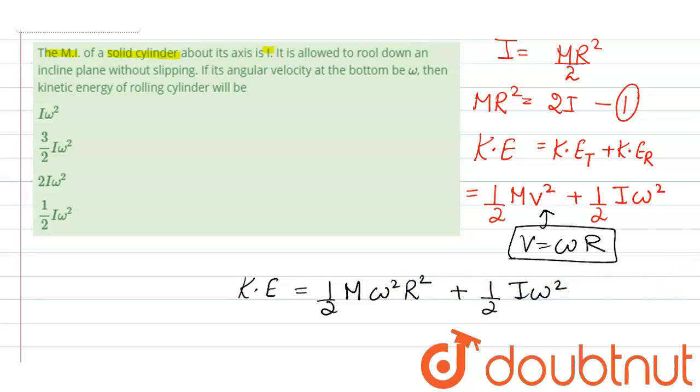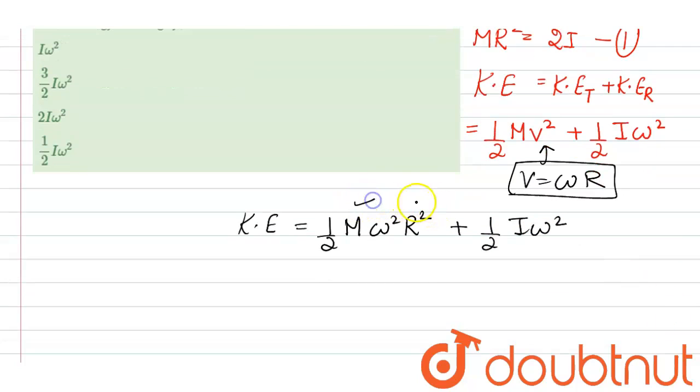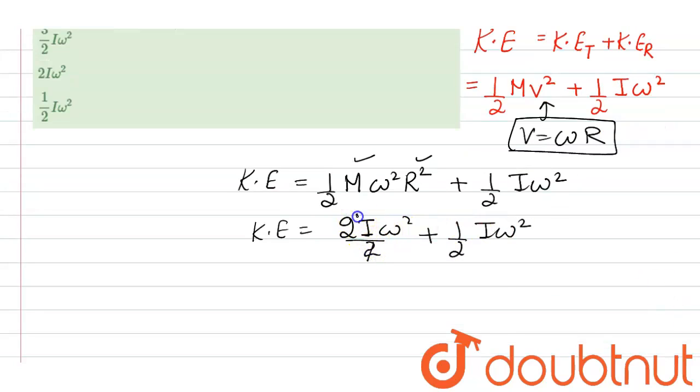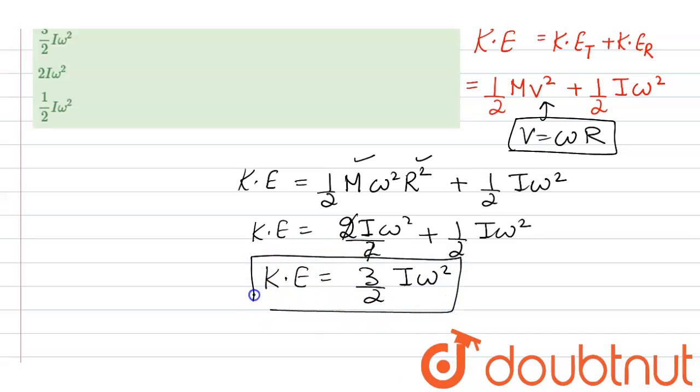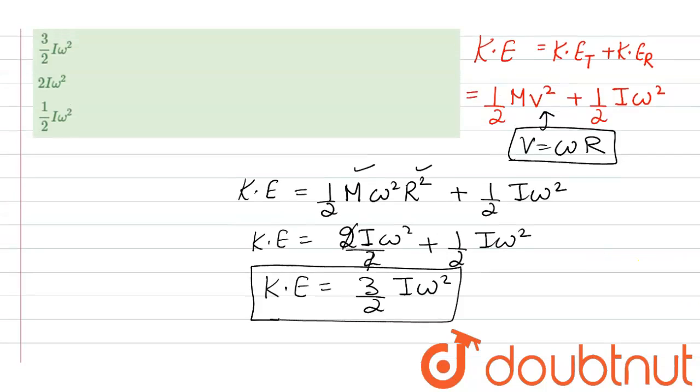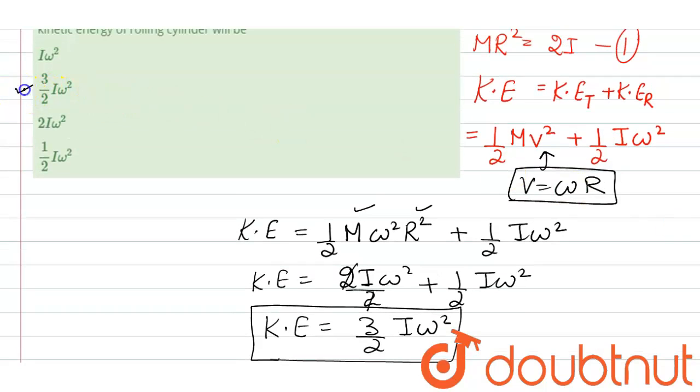Now this m r square can be written as 2I. So kinetic energy will be equal to 2I omega square upon 2 plus half I omega square. Cancelling 2 with 2 here, we get the kinetic energy equal to 3 by 2 I omega square. That means the correct option of this question will be option second.